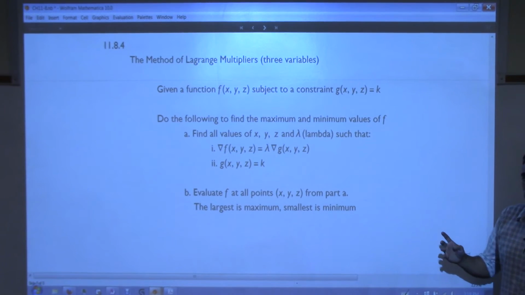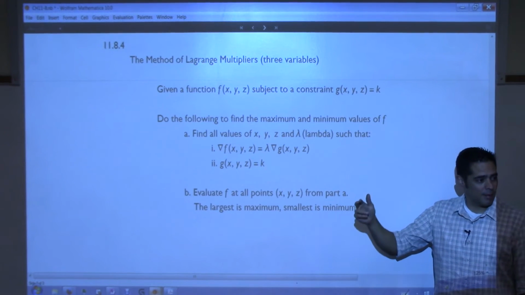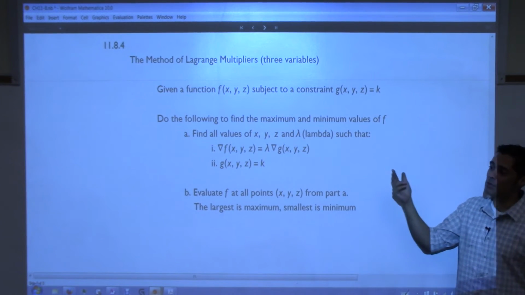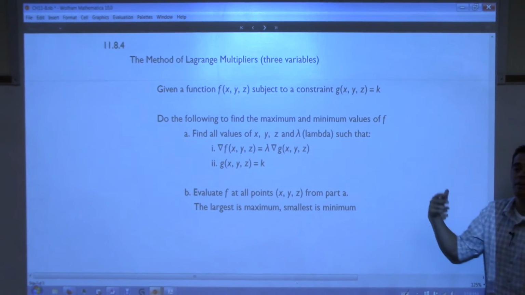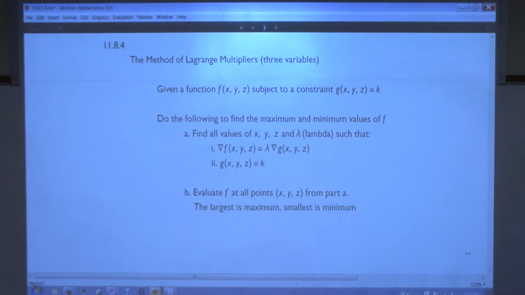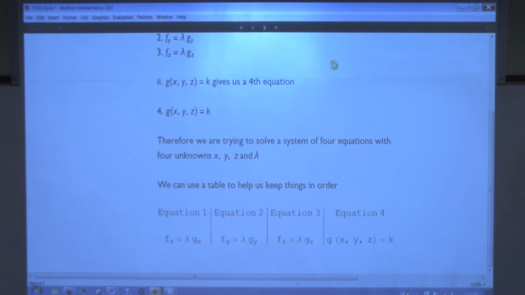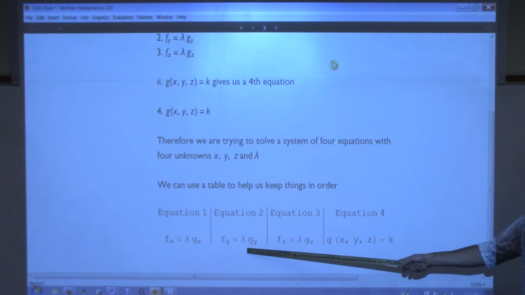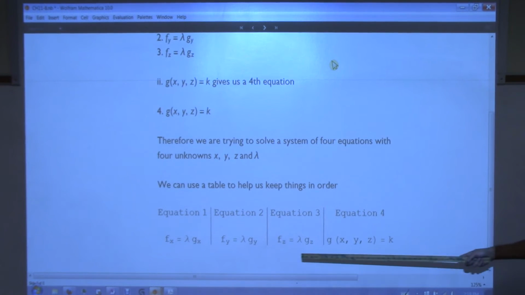4. Partial of f with respect to x equals lambda partial of g with respect to x. Partial of f with respect to y equals lambda partial g with respect to y. Partial of f with respect to z, which we didn't have before, equals lambda partial g with respect to z. And finally, the constraint equation. So those are the equations. Yes, y'all follow? Everyone said in unison 4, so those are them, right?